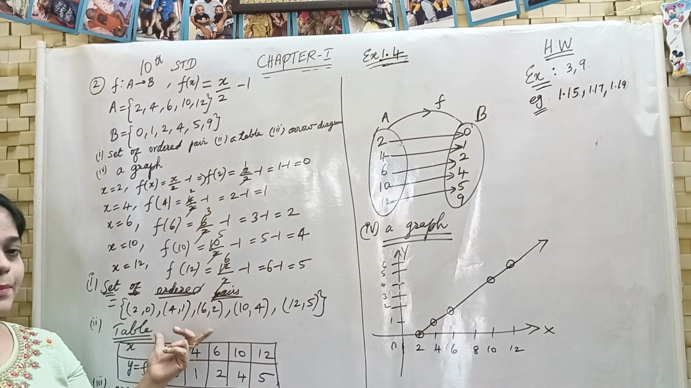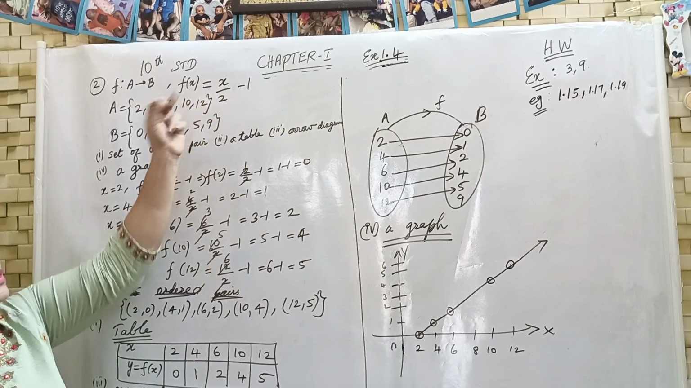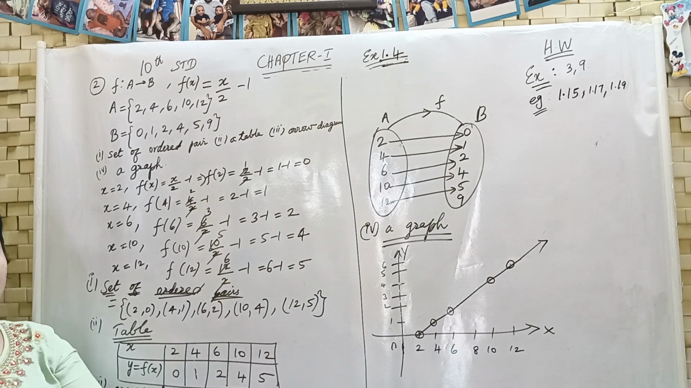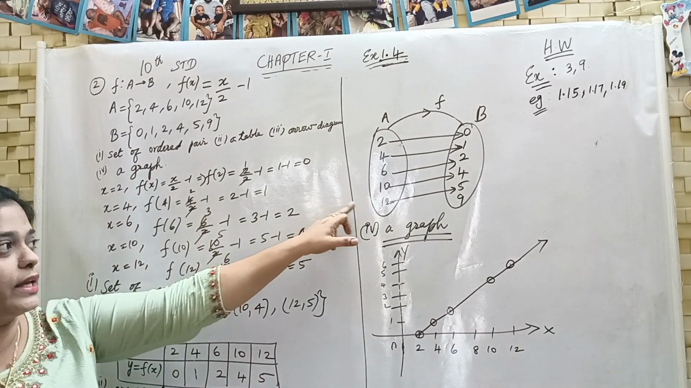So an ordered pair means you have to write a pair like a point. First x, next y value. This f of x name is y. f of x is a function, and that name is also y. Then you have to write the table. Similarly, you have to write the arrow diagram.